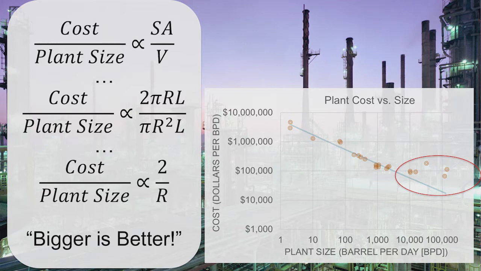However, we have a problem with this. If we look back at the plot on the right, we quickly see that some of the more recent larger plants that we build are off of the expected cost curve. And since this is a log-log plot, we realize that this isn't just minor cost overruns. This is associated with billions of dollars of too expensive capital.